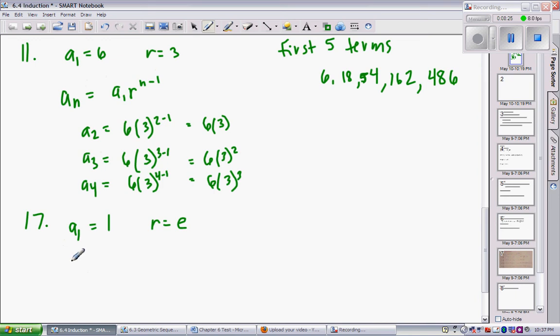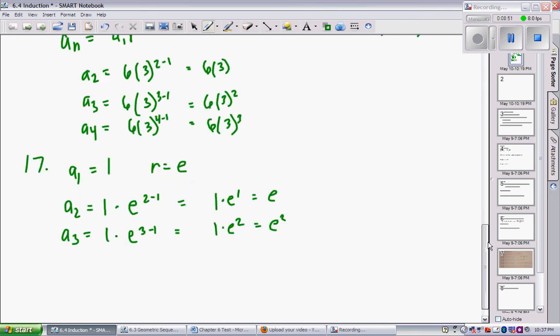So a sub 2 is equal to a sub 1, which is 1, times r to the n minus 1. Well, this becomes 1 times e to the first, which is just e. And I have the third term, a sub 3: 1 times e to the 3 minus 1. Well, that's 1 times e squared, which is just e squared. A sub 4: 1 times e to the 4 minus 1 is 1 times e cubed, which is e cubed.